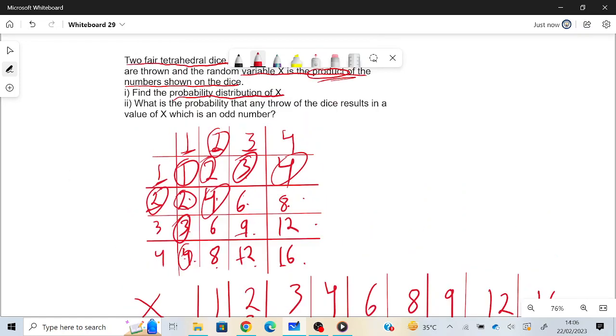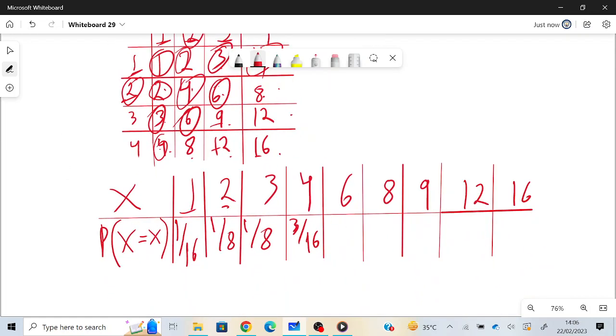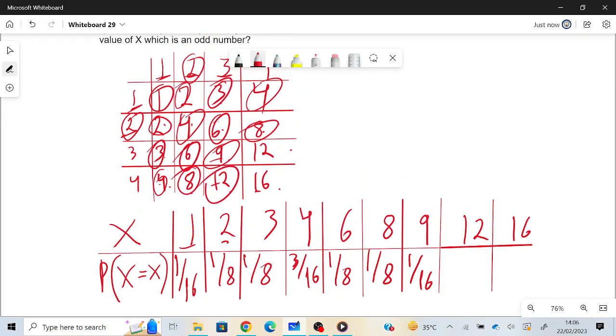For 6, I can see a 6 over here, and I can see a 6 over here. So that's 2 over 16, which is the same as 1 over 8 again. For 8, I can see 1 here and 1 here. Again, 2 over 16, same as 1 over 8. I can only see one 9, so that's 1 over 16. I can only see one 12, so that's 1 over 16, and I can see only one 16, so that's also 1 over 16. And that is the probability distribution table of this question, part i.